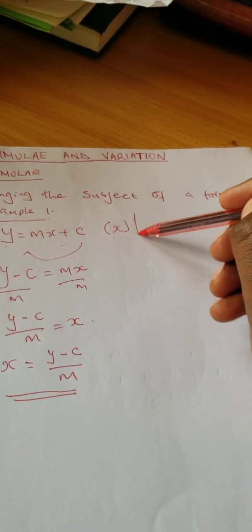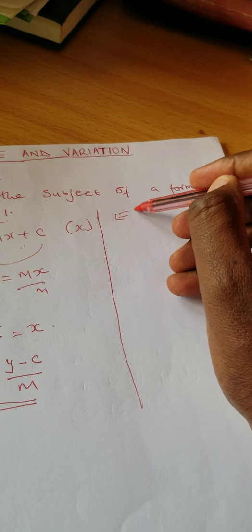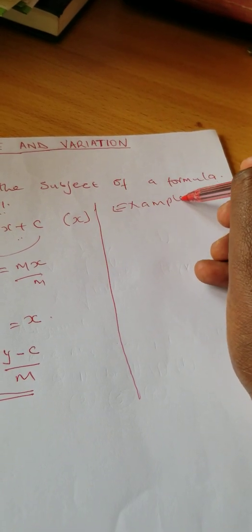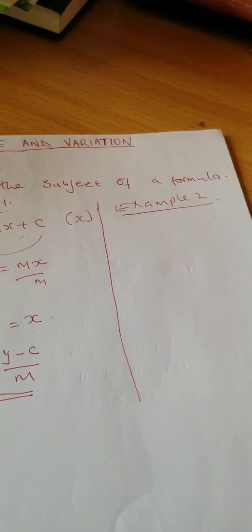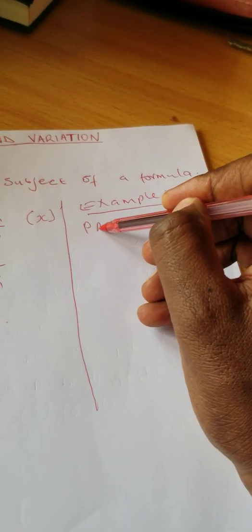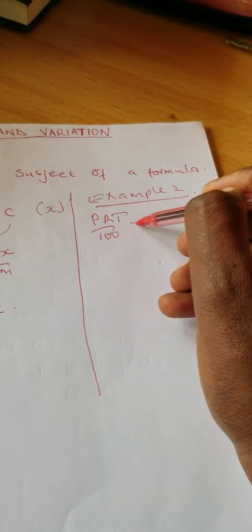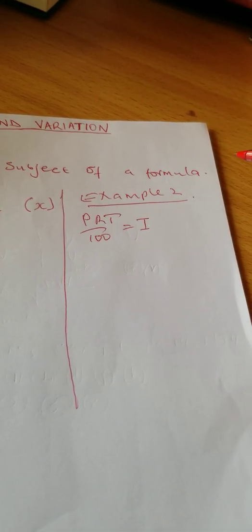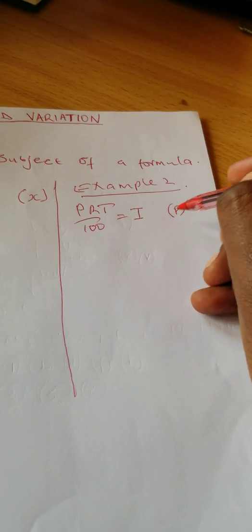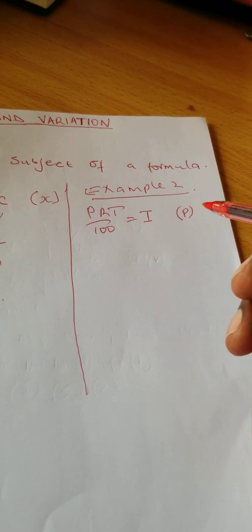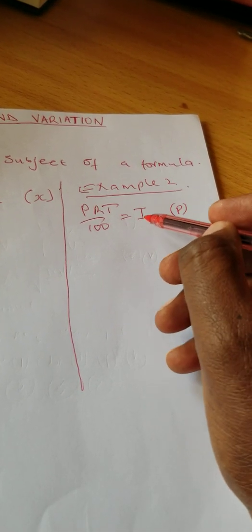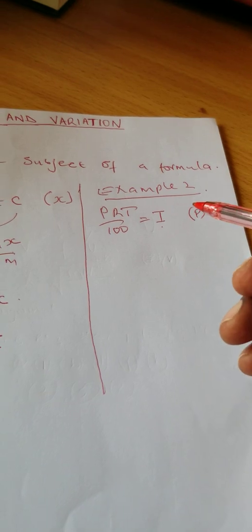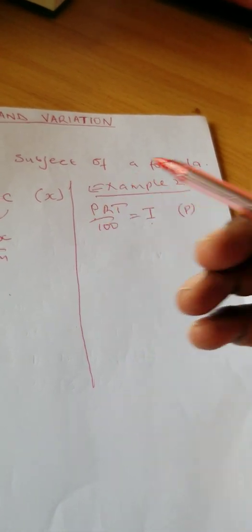What if you are given another one? Example 2. And you are told this is the formula PRT over 100 is equal to I. You know this formula? This is the formula for simple interest. Okay, so let's make what? Let's make P the subject of the formula.